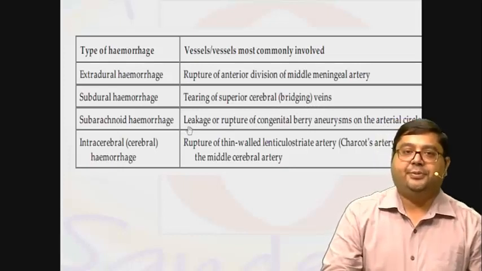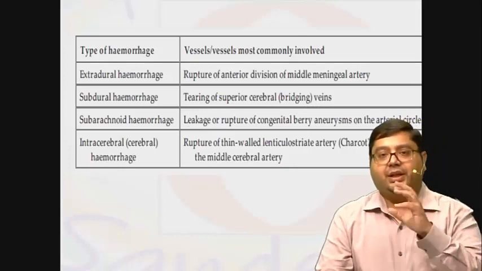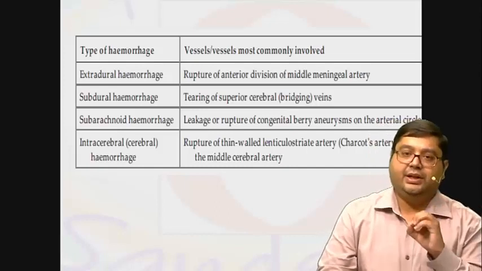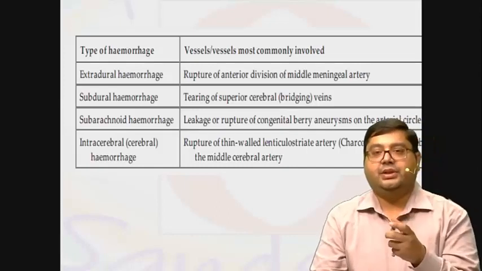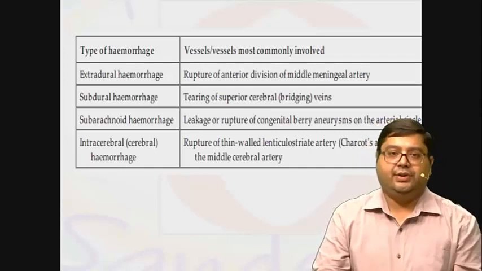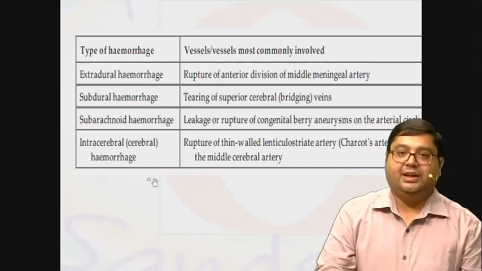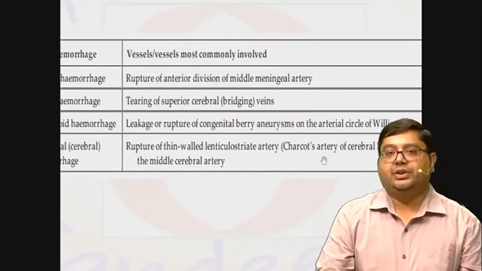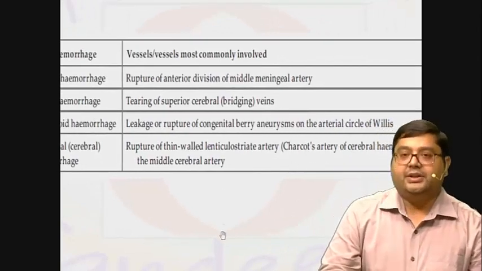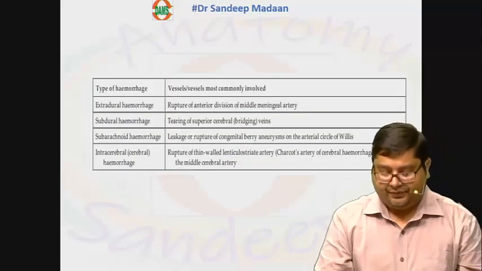And subarachnoid will be because of the rupture of the berry aneurysm, and this subarachnoid is always given, one word is used, thunderclap headache or worst headache of life. Okay. And intracerebral hemorrhage, it is because of the involvement of the Charcot artery, and Charcot artery is a branch of the middle cerebral artery.